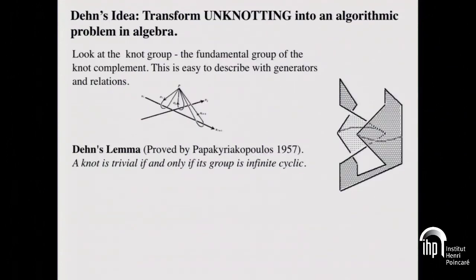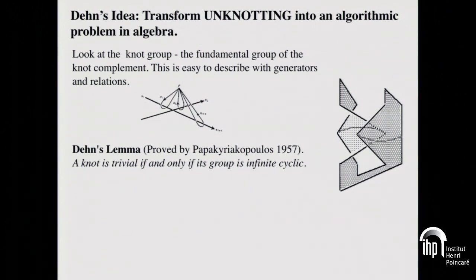Well, let's go back to Dehn. So Dehn asked this question about unknotting, and he had an approach to it which involved transforming this topological question about whether a knot is trivial into an algorithmic problem in algebra. So this is actually sort of fascinating historically. Unknotting has had a long relationship to the theory of algorithms.